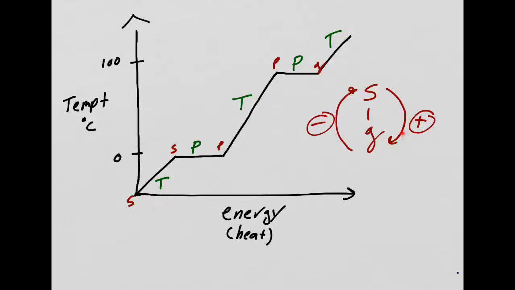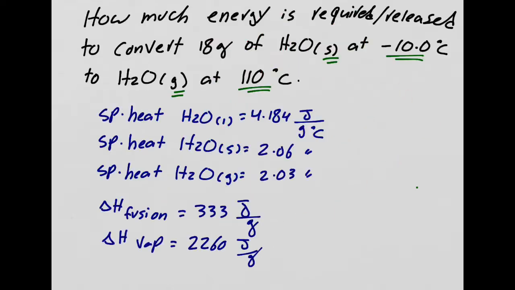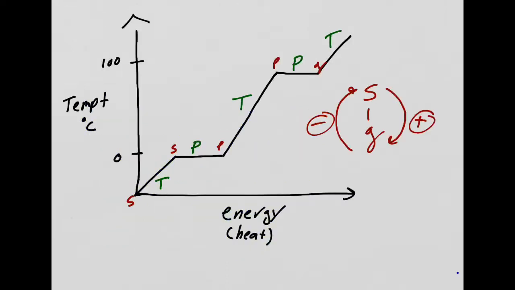All right, now that we have this, let's go back here. So in our problem, where are we at, and where are we trying to get to? We are at minus 10 degrees, and we're trying to go to 110. So we are right here, and we're trying to get all the way up here. You can't just jump. You have to go through the hoops. The first thing that needs to happen is a T change. Then we're going to have a phase change, and so on.